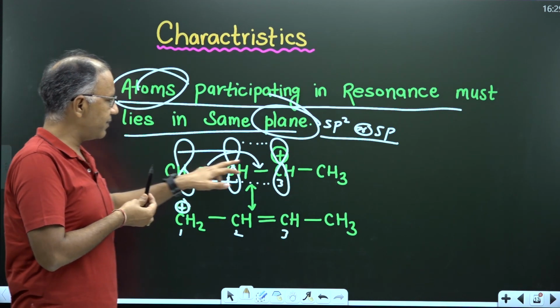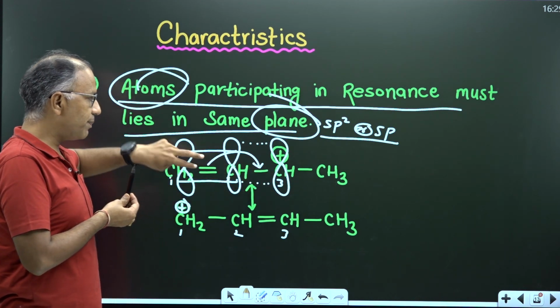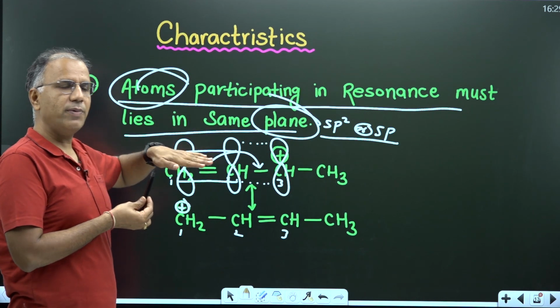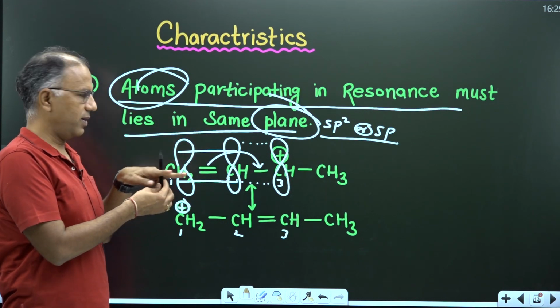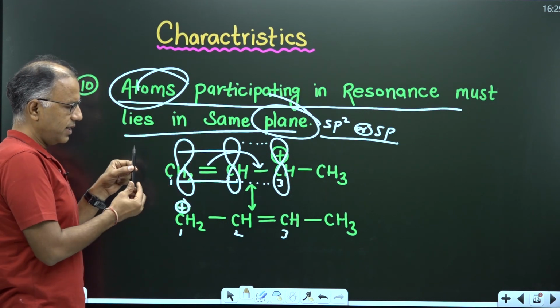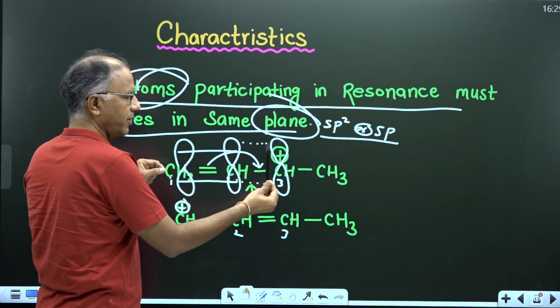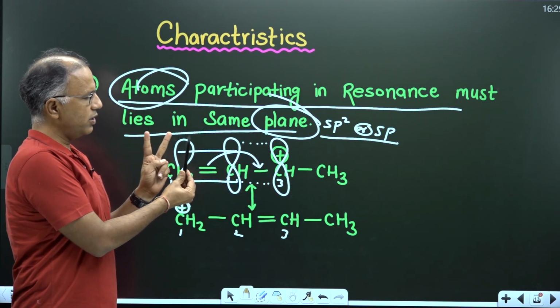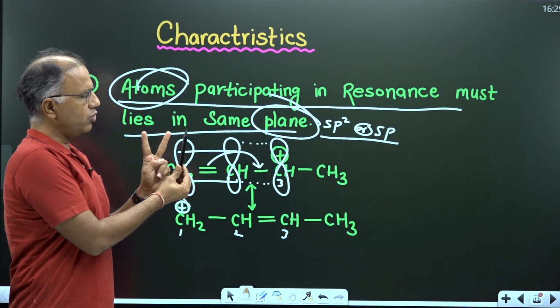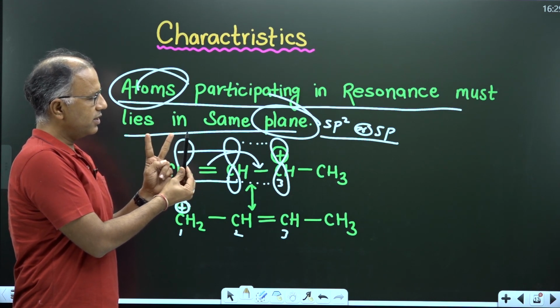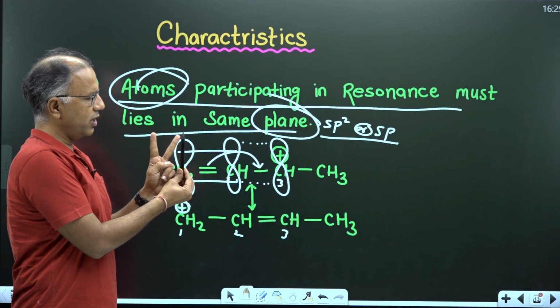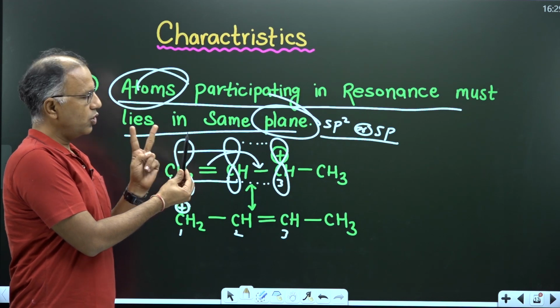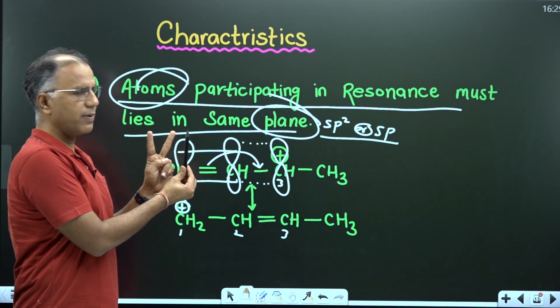If all these atoms lie in the same plane, then their p orbitals will be parallel, because all p orbitals are perpendicular to the sp2 carbon. This is our first p orbital, then there is a second p orbital, then a third p orbital. These are p orbitals. This is a pi bond, this is a vacant orbital. In order to form a pi bond, what will happen? This p orbital will form the pi bond. Now, this one becomes vacant. Resonance takes place when all p orbitals are parallel.